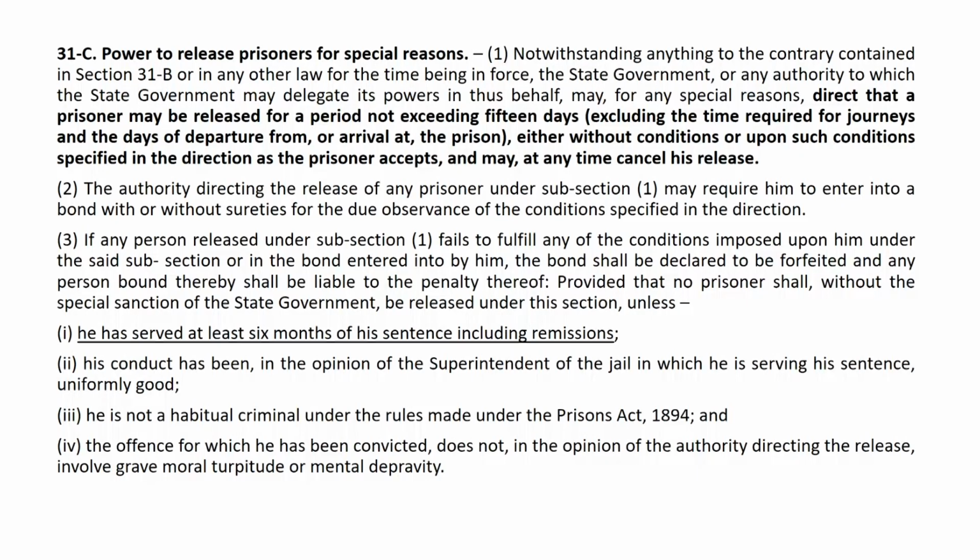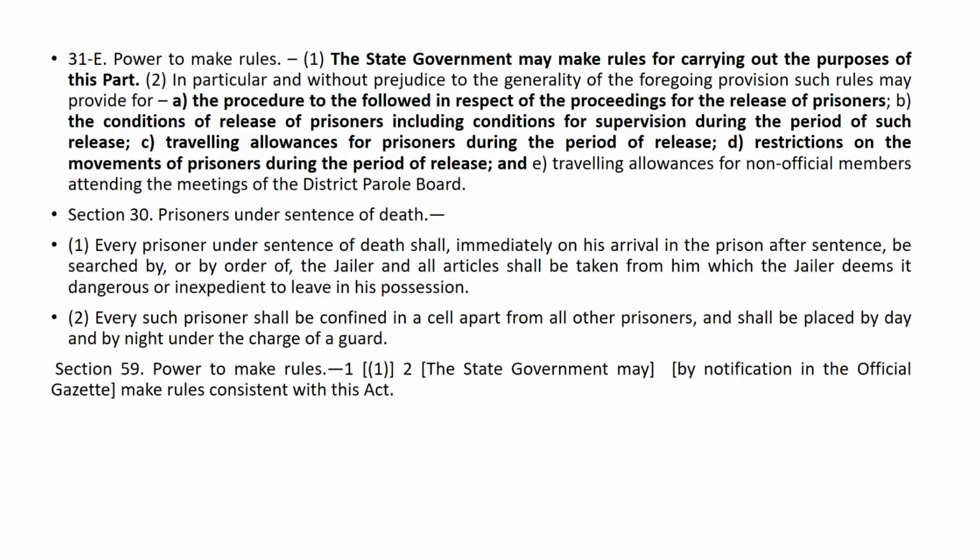Now, the state government has also been empowered under the Prisoners Act of 1900 to make rules for carrying out the purpose of this act. That means, the procedure to be followed in case someone has to be released on parole, or someone has to be given the benefit of 15 days of temporary release, and so on and so forth. Those state specific guidelines and rules the state government is empowered to make.